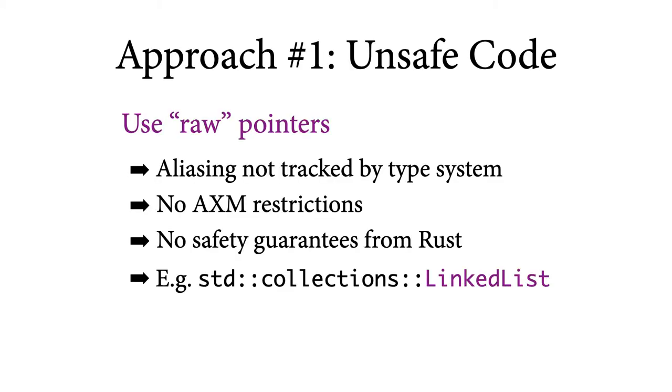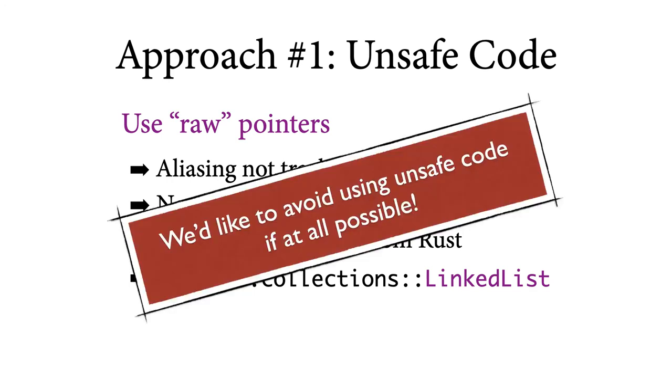The first approach is to use unsafe code. Rust provides a variety of unsafe features as a kind of escape hatch for programmers to use when the AXM discipline gets too restrictive. For example, you can use raw pointers, where the aliasing is not tracked by the type system. And this is, for example, what Rust's linked list library uses in its implementation of doubly linked lists. But once you use raw pointers, all bets are off. The language offers no safety guarantees for code that uses this feature, so obviously, we want to avoid having to use unsafe features like raw pointers, if at all possible.